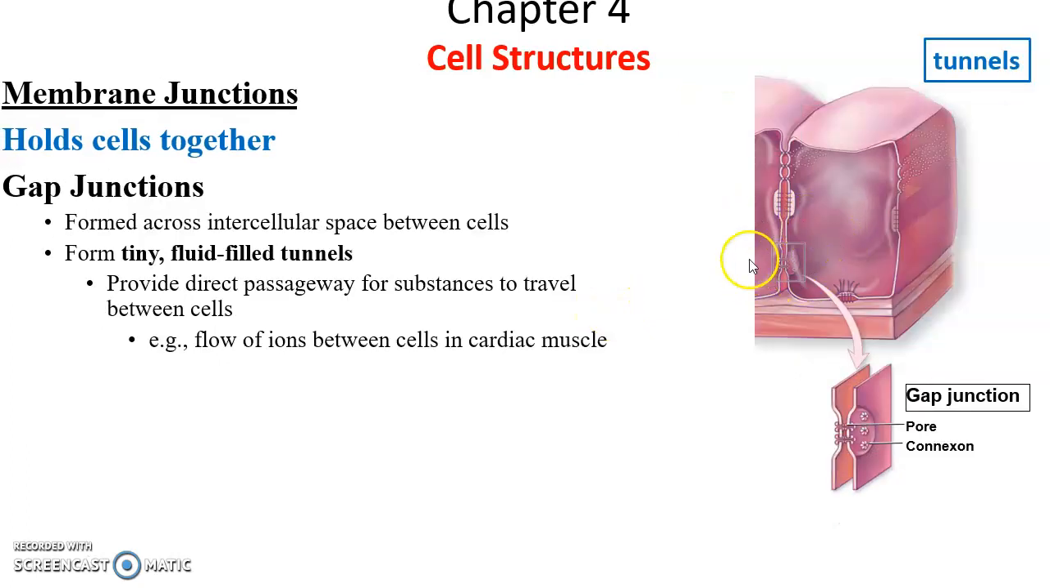We have gap junctions. Gap junctions are where proteins form a channel between the cells, allowing fluids to pass between the cells. And that is it for this lecture.